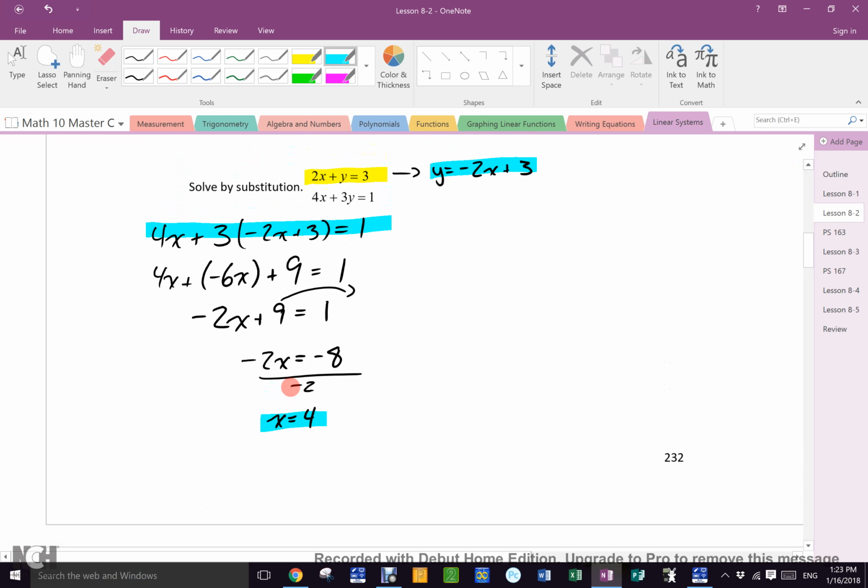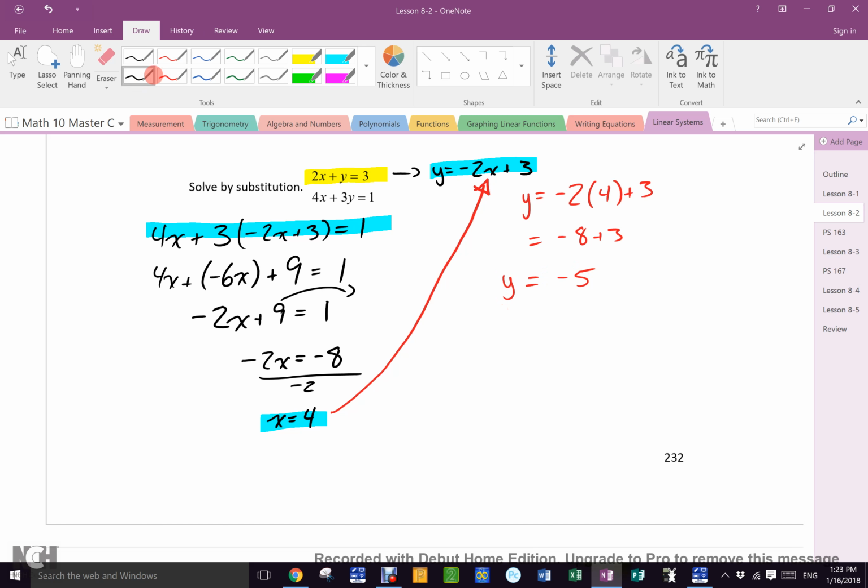So that is going where? So what does y equal? Negative 2 times what? 4 plus 3. What's negative 2 times 4? Negative 8. Plus 3 is? Negative 5. So y equals negative 5. So what is my ordered pair? Negative 5. Nope. 4. 4. And negative 5.